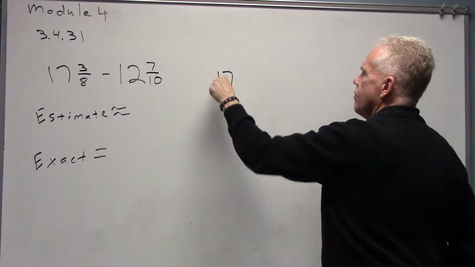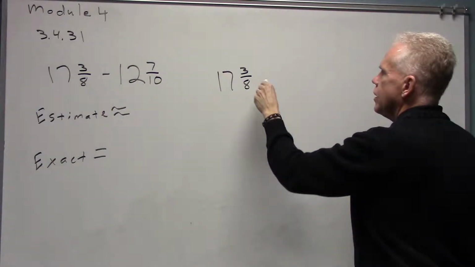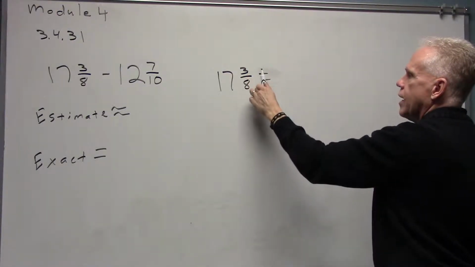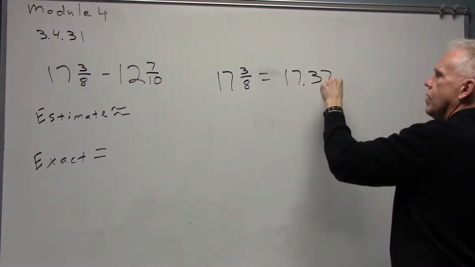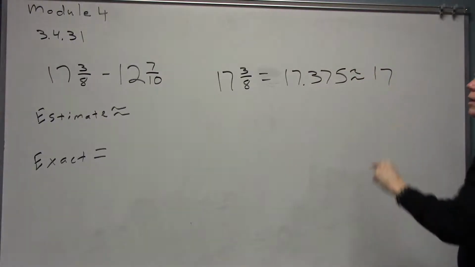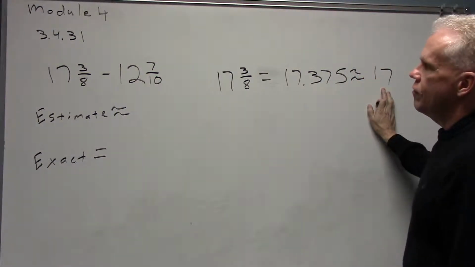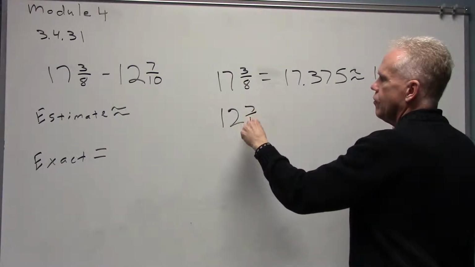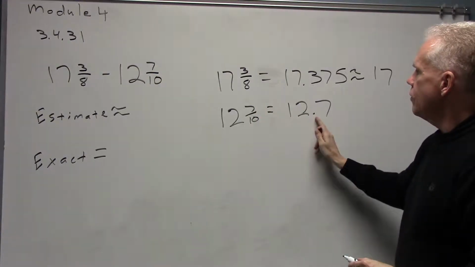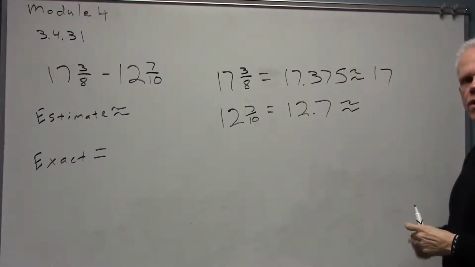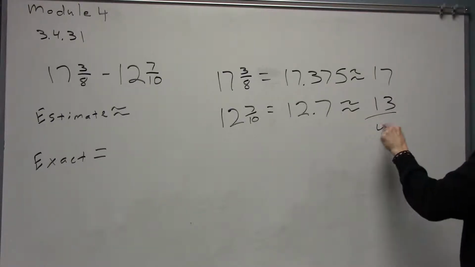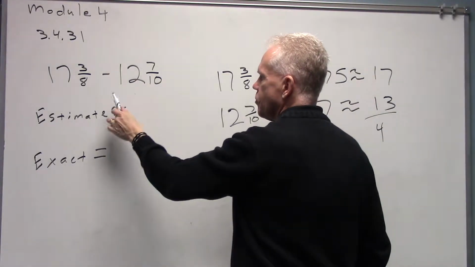The 17 3/8, if we work that out exactly as a decimal, 3 divided by 8 is 17.375, which is roughly 17. So 17 3/8 rounds off to 17. 12 7/10 is actually 12.7. 7 divided by 10 on your calculator gives you 0.7. Now that rounds off. What do you think it rounds off to? Good, 13. And so 17 minus 13 is 4. So our estimated answer is approximately 4.